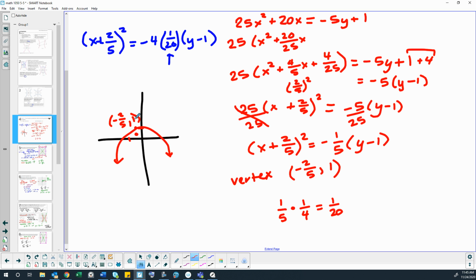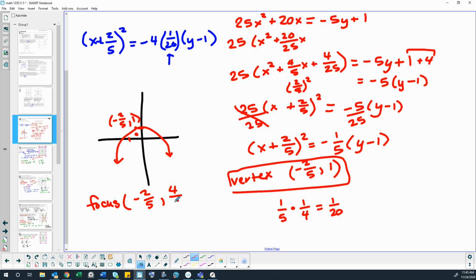So that means that's changing the y value. So if I subtract 1/5 from 1, that leaves me with 4/5. So the vertex, we already wrote out right here. The focus will be at -2/5 because it's right on that axis of symmetry. And then it's below 1, so it's 1 minus 1/5, so 4/5.